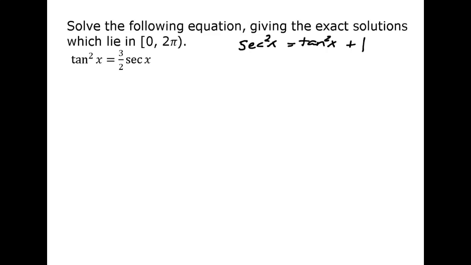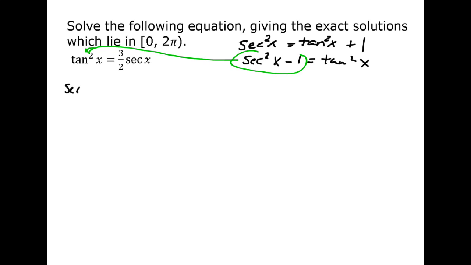So we can rearrange that and replace tangent squared x with secant squared x minus 1. So we'll go ahead and replace tangent squared x with secant squared x minus 1. So we have secant squared x minus 1 equals 3/2 secant of x. And now our trig function is just secant, no tangents in there.